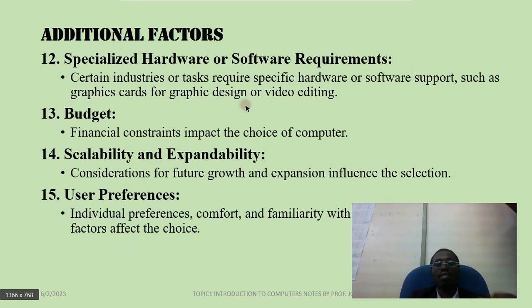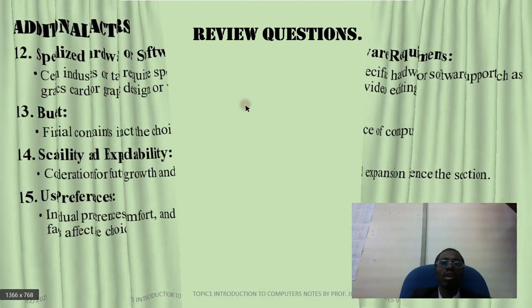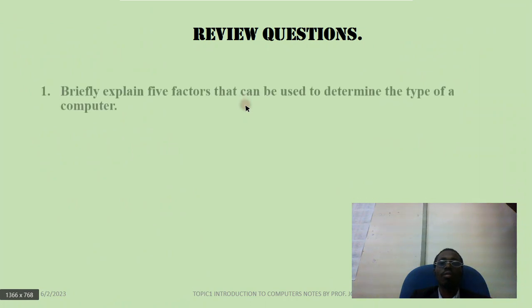User preferences. Individuals mostly go by their personal preferences. Others prefer palm tops, others prefer laptops, others prefer desktops, and so on, depending on the comfort and familiarity with the operating system that they have. Some people don't like computers that run Mac OS, and others like the ones that run Unix or Linux. So you buy based on the preferences that you have.